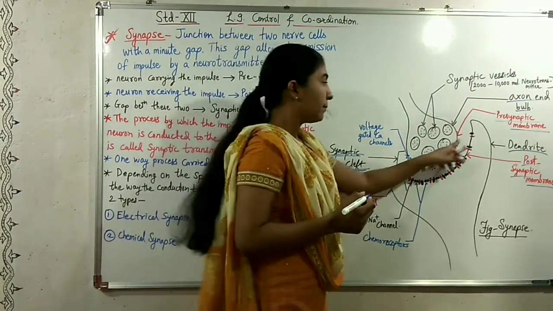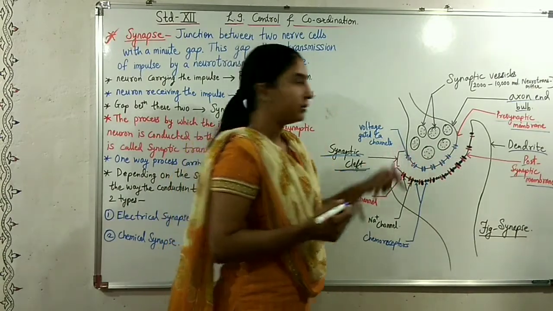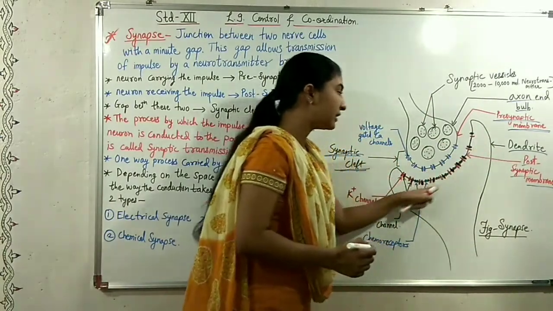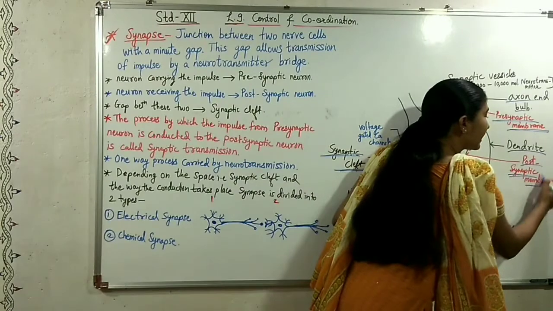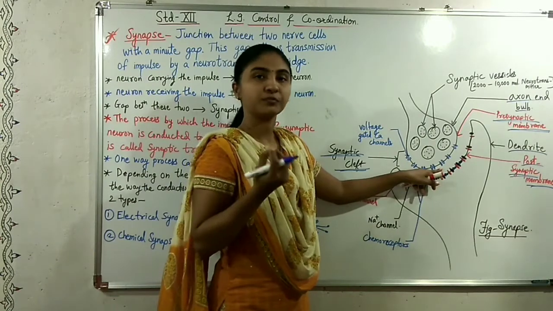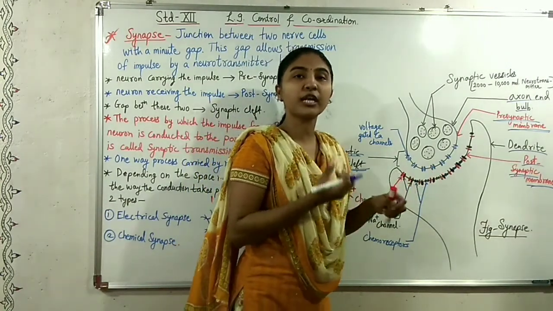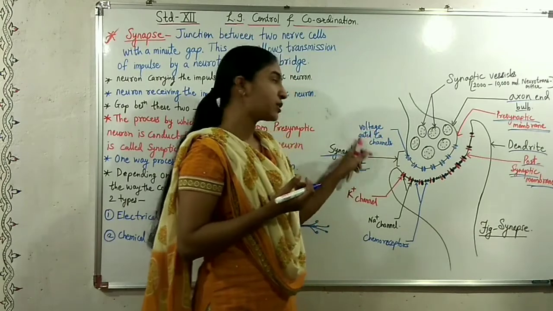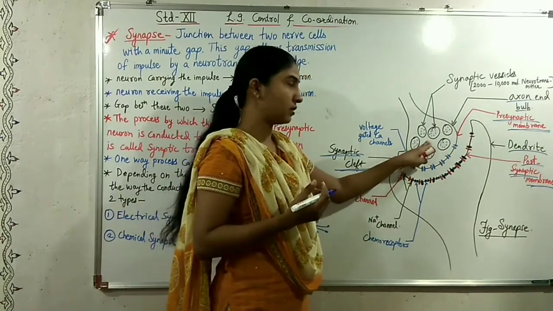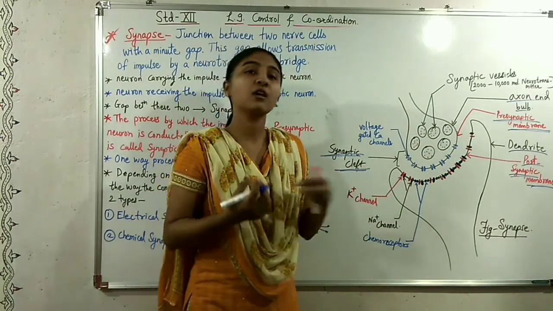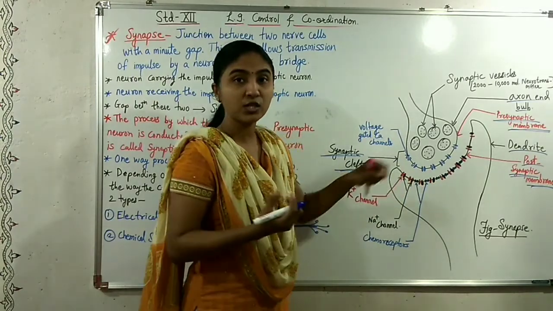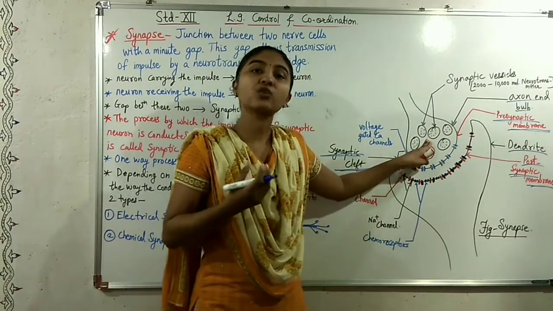Now here, the membrane of the axon end bulb is called the presynaptic membrane, and the membrane of the dendrite is called the postsynaptic membrane. On the presynaptic membrane, there are voltage gated calcium channels which allow the neurotransmitters. Now what are neurotransmitters? The neurotransmitters are the substances which help to travel the impulse from one neuron to another neuron. And where are they situated? They are inside the axon end bulb.